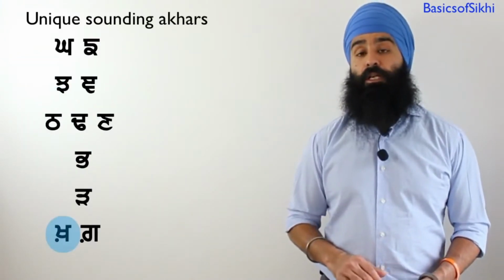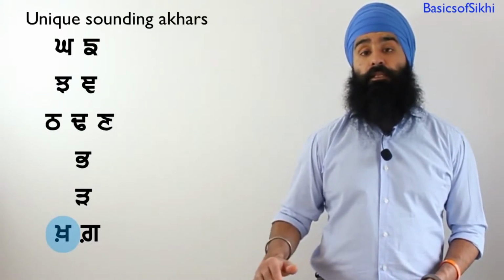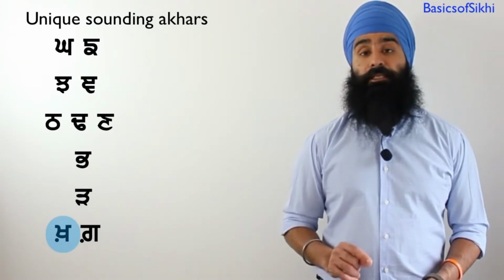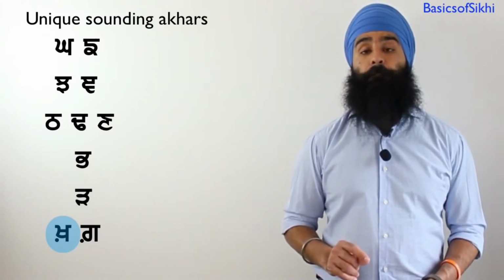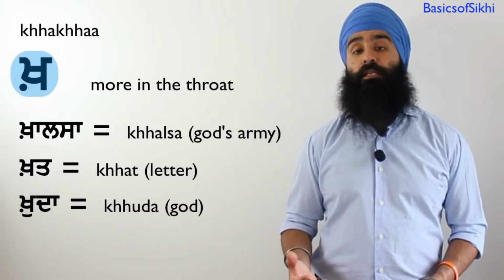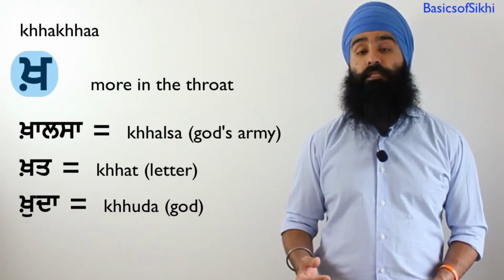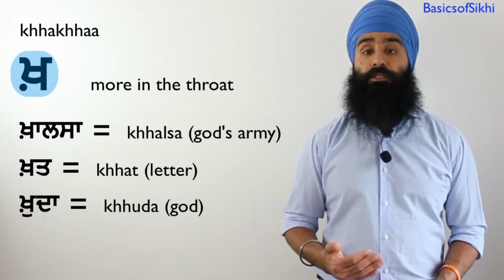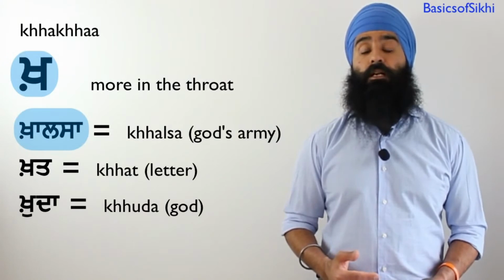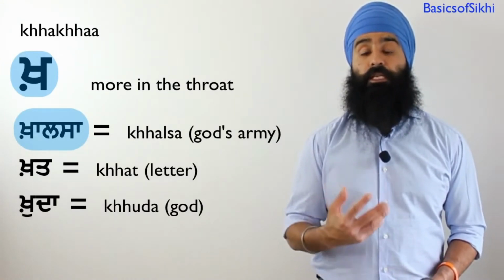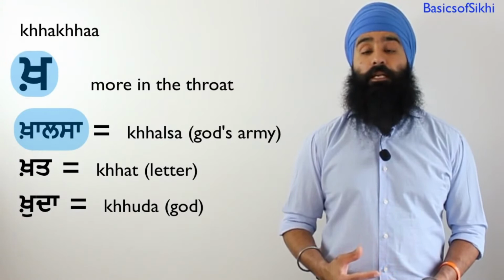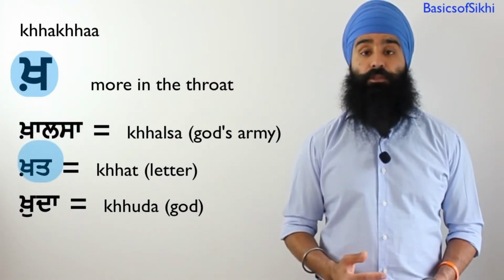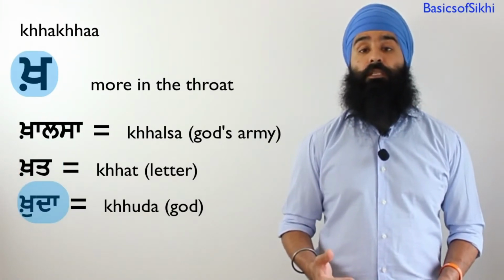The last two are from that last line, which are not in the Painti Akkar, but they're the ones with the pair bindi at the feet of them. And the first one is kake pair bindi kh. This is because of the Islamic sounds that can't be made with the normal Painti Akkar. So it's kake pair bindi kh. And sometimes you'll see this used in the word khalsa as well. So you'll say khalsa and not khalsa. You make it a bit more in your throat, kh. And or the word khat, which means a letter, khat. You'll also see this word used for khuda, khuda, which is a word for God.